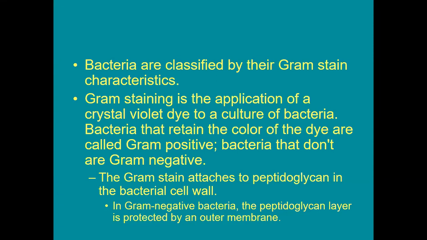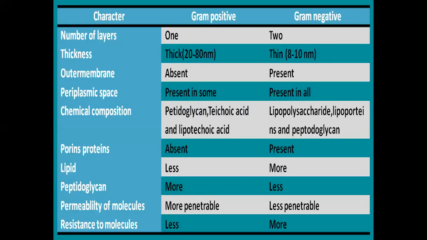In gram-negative bacteria, peptidoglycan is protected by an outer membrane. That is why it is not able to retain the primary color. This is the difference between gram-positive and gram-negative. In gram-positive, there is no outer membrane. There is a periplasmic space present. There is peptidoglycan, teichoic acid, and lipoteichoic acid. Permeability of molecules is high.